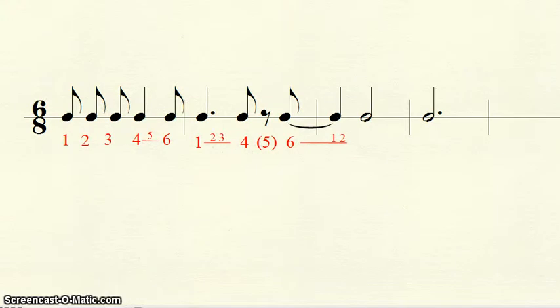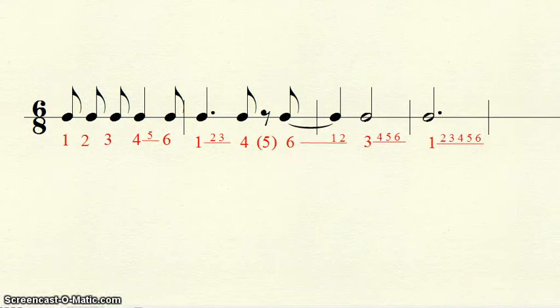In 6/8, a half note receives 4 beats. A half note can be split into 2 quarter notes, and each quarter note split into 2 eighth notes. Therefore, we write 3, a line, and 4, 5, and 6 on that line. Finally, we have a dotted half note. A dotted half note receives 6 beats in 6/8. So we write 1, a line, and beats 2, 3, 4, 5, and 6 on that line.